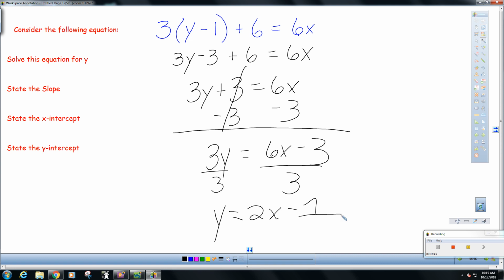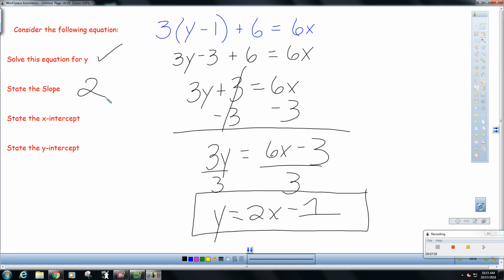You agree with that? Yep. All right. What's the slope? 2. The slope is 2. Y-intercept, -1. The y-intercept is -1. How did we get that? We put a 0 in for x.